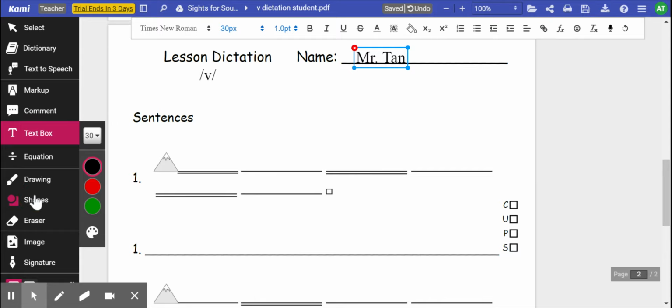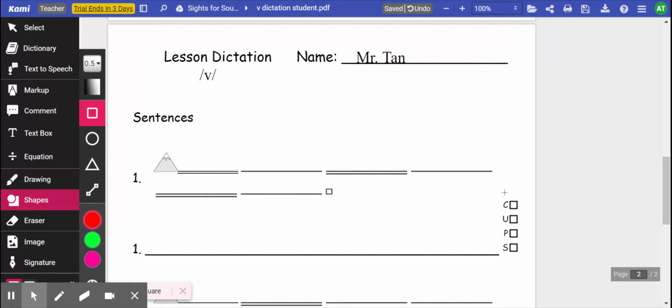Okay, so let's review CUPS, the concept of CUPS. So what does C stand for? Correct. C stands for capitalization. In other words, the first letter of the sentence must be a mountain letter, or a capital letter. Also, the first letter of your name or a place is a capital letter.